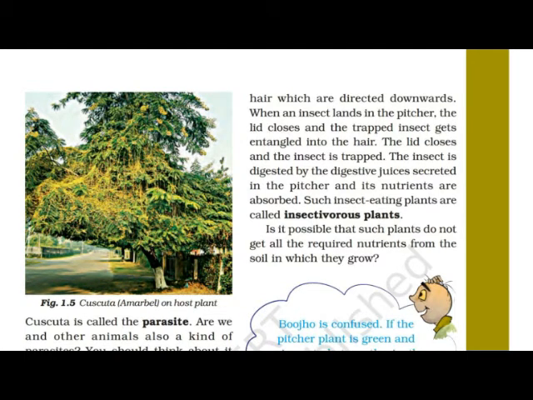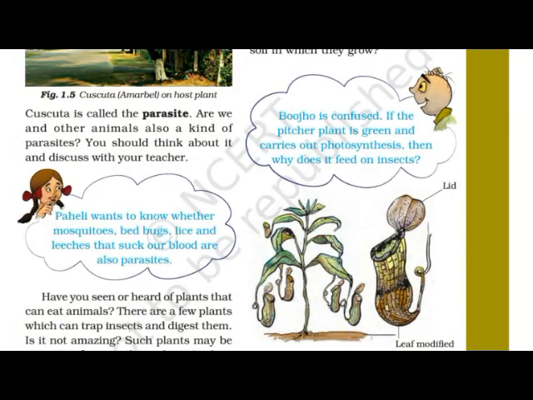Are we and the other animals also parasites on the plant? You should think about it and discuss it with your teacher. When you meet, we'll discuss that, or after the lesson also we can discuss. You know that we are animals, of course human animals. We are dependent on plants and animals for food. So can we consider ourselves also as parasites? Take your time and think about it.